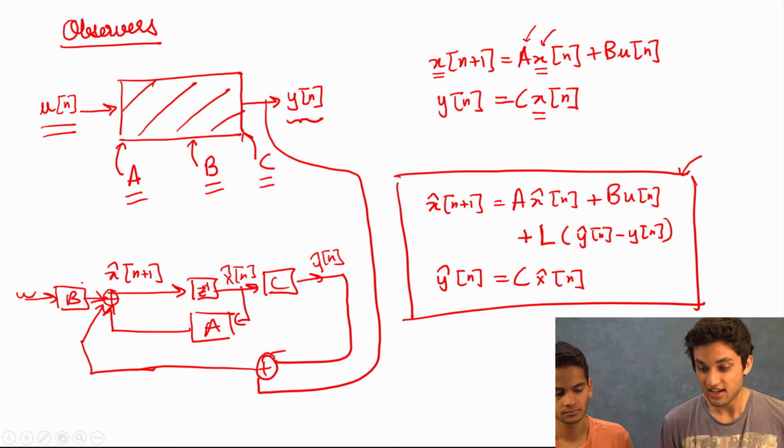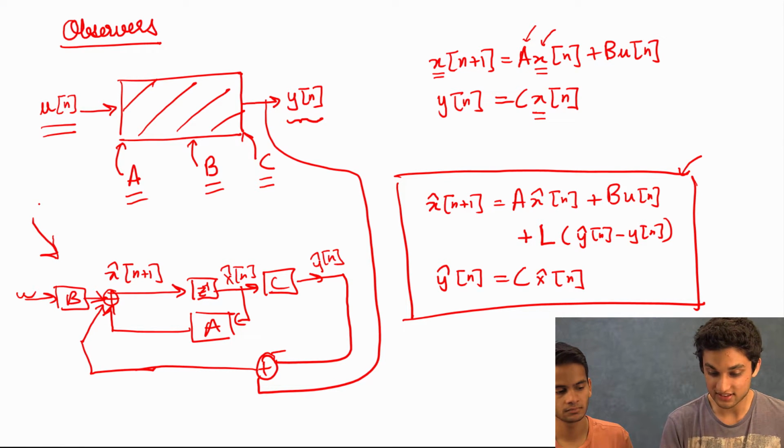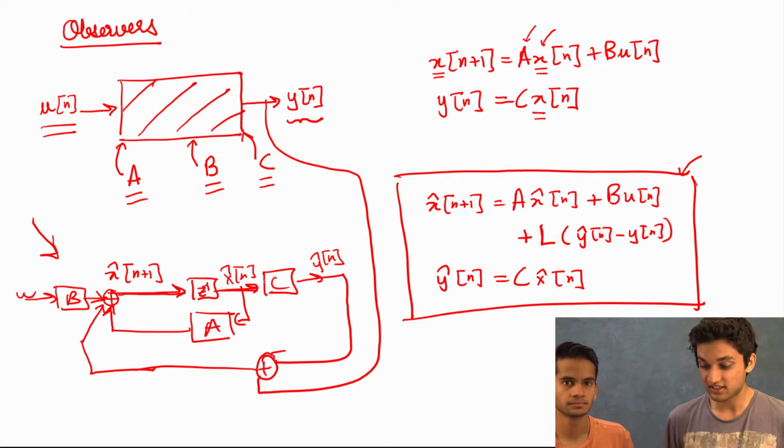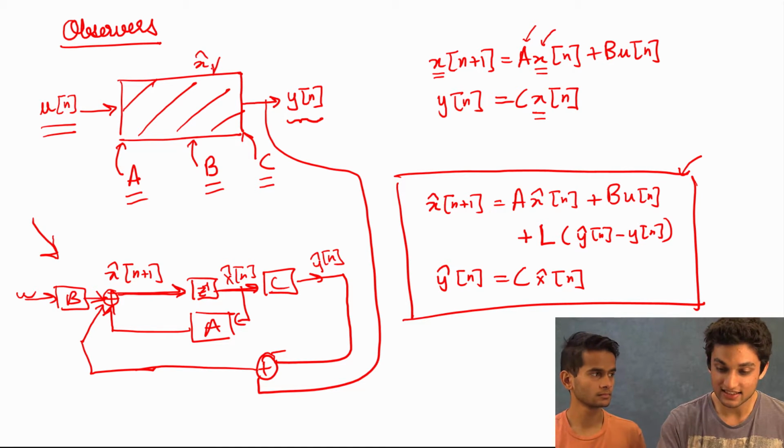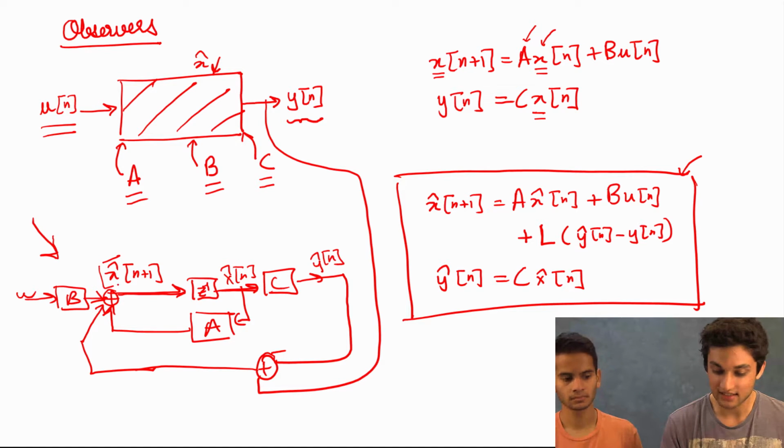The difference is, the reason why we do this is, for this system, we actually have access to these x hat of n's. So if you construct this well, instead of trying to find the x in the original system, we can simply use the x hat in this system.